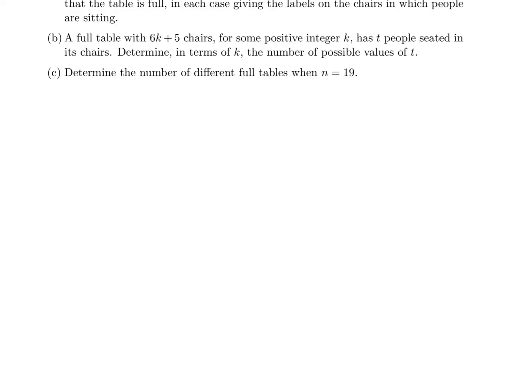A full table with 6k plus 5 chairs for some positive integer k has t people seated in its chairs. Determine in terms of k the number of possible values of t.